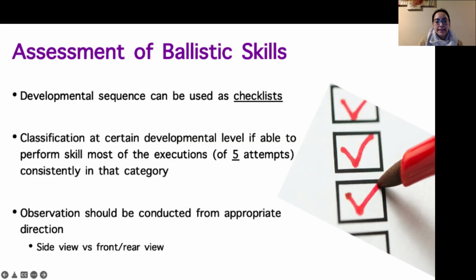As far as the assessment of ballistic skills, we can use the developmental sequences from throwing, punting, kicking, striking, all of these. We can use those developmental sequences as checklists to determine skill proficiency and progression with practice.